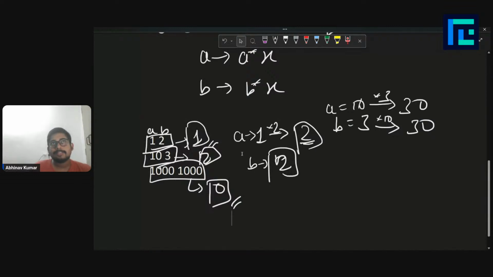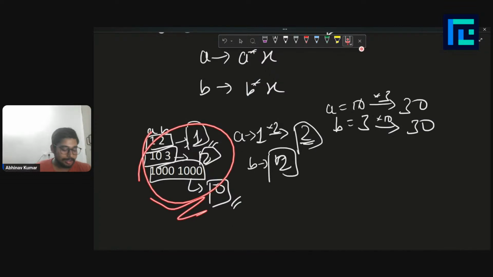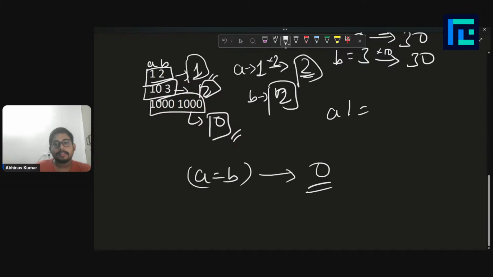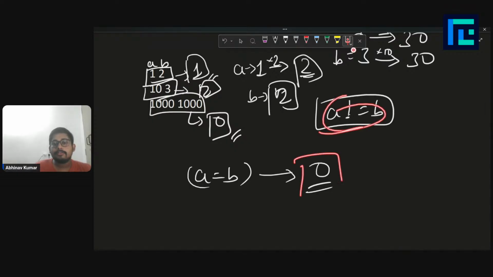I hope just by doing this analysis, you would have got what we need to do actually. We can divide it into cases. If A and B are already equal, then our answer would be 0. No operations are needed. If A and B are unequal, then we know 0 would not be our answer. We would have to do at least one operation.